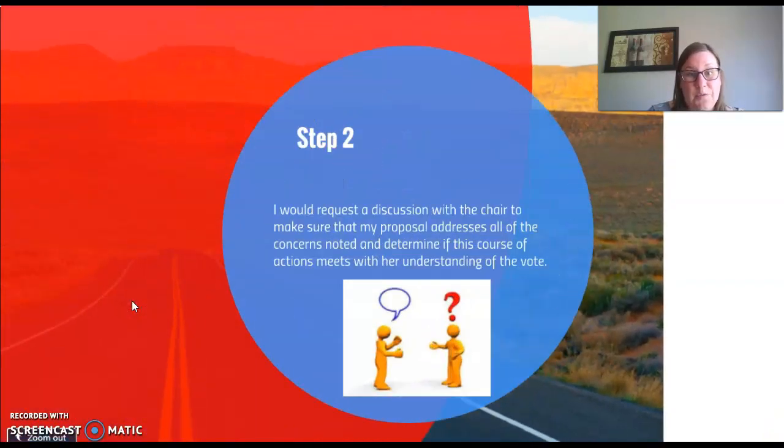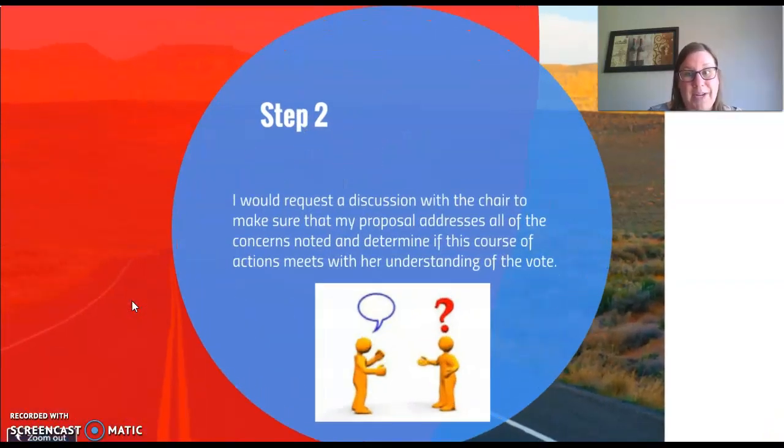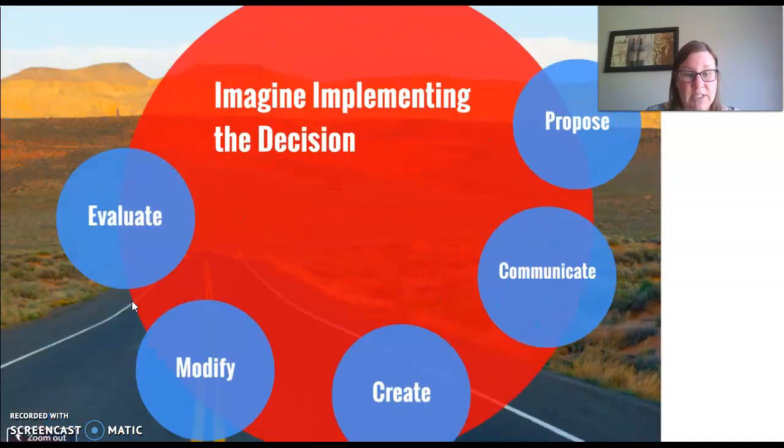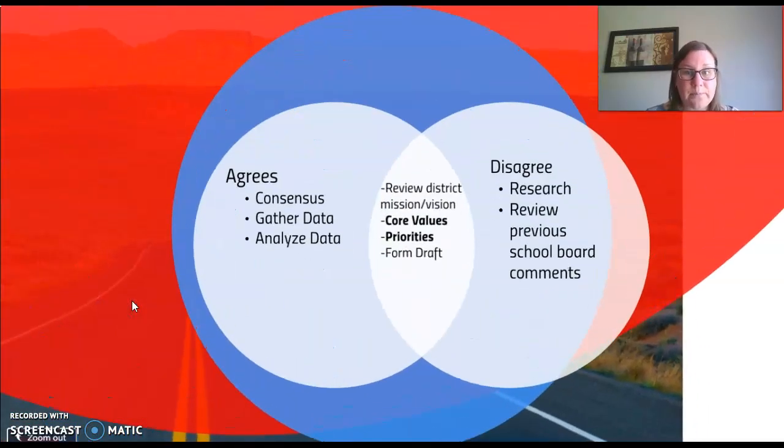My next move would be to speak with the chair directly to see if she would agree that this matches with the intent of the group, and to see if she would have any problems with me going forward and trying to gather as much stakeholder input as possible. Either way, if she agrees, I know that there are things that I need to do as far as reaching out to the rest of the members to make sure that that's okay, gathering the data and analyzing it.